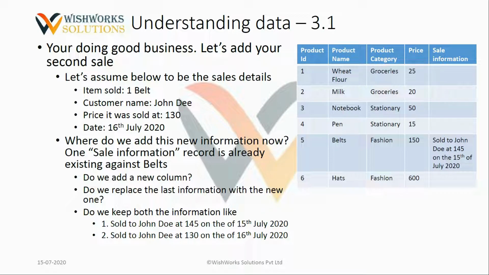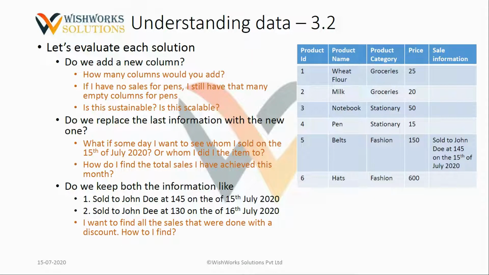So if I keep on replacing the information in this cell, what would happen is that in the end of July, if somebody comes and asks me what was the sale that John Doe did on the 15th of July, that information is no longer there in my table, so I won't be able to fetch it and show. These are especially important for reporting purposes. Also, second thing is, say in the end of July, somebody comes and asks me what is the total sale that has been done in the month of July? I don't have that information anymore because I have been replacing the existing information with the latest one. So that also is not a viable approach.